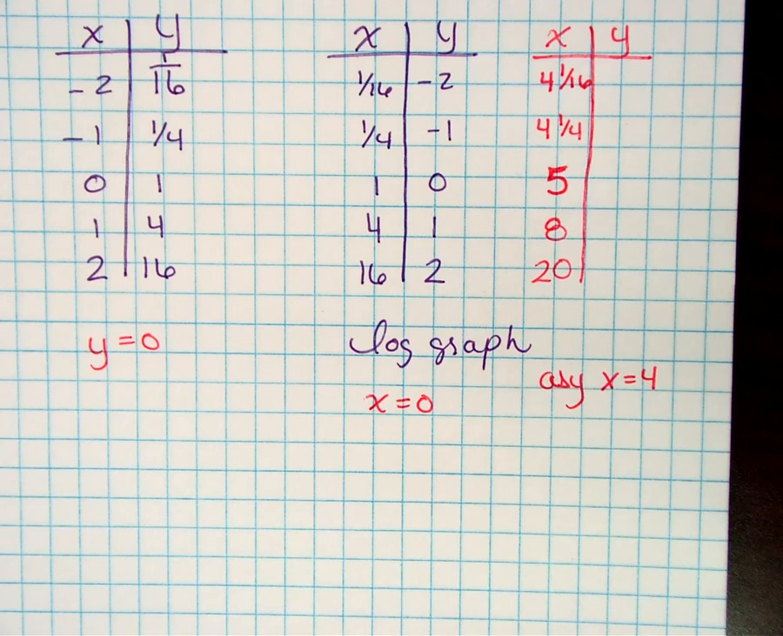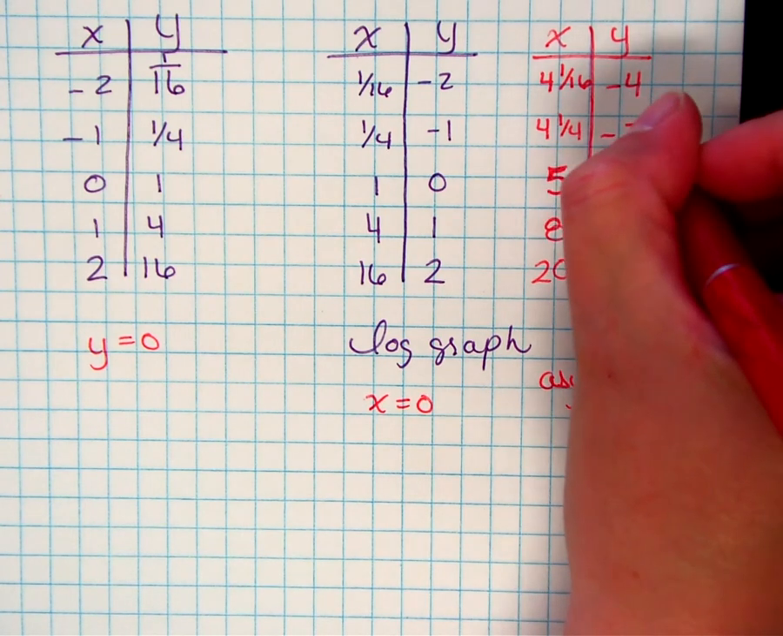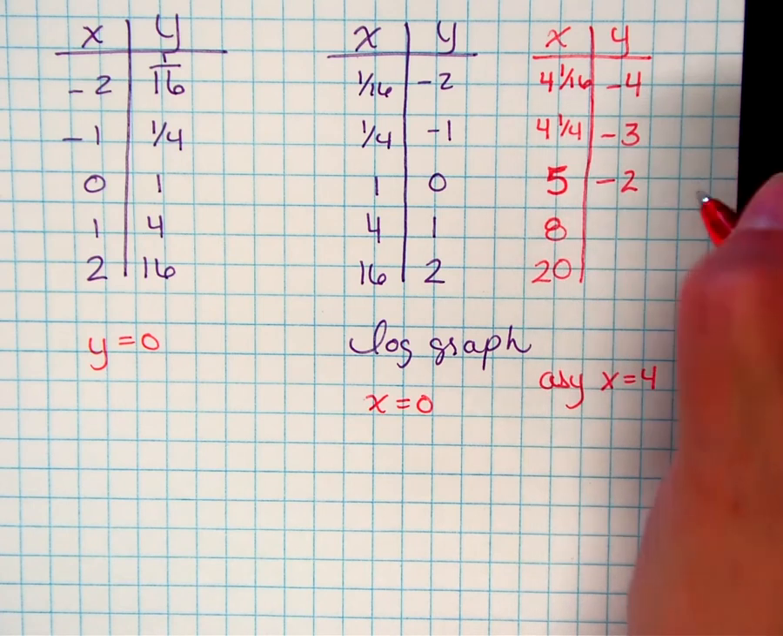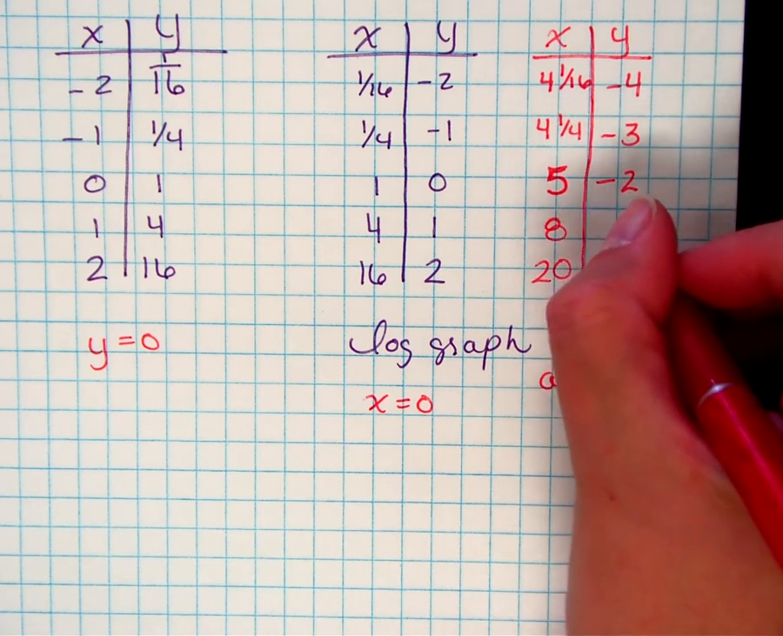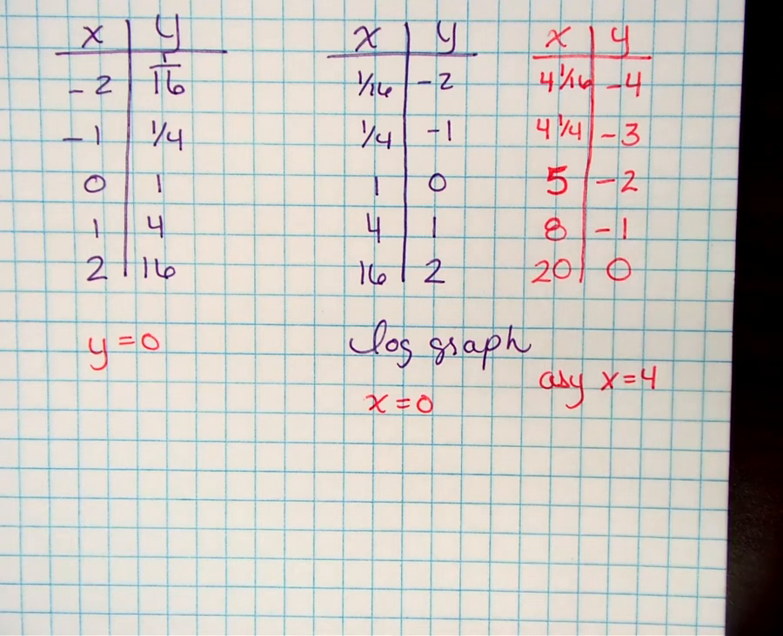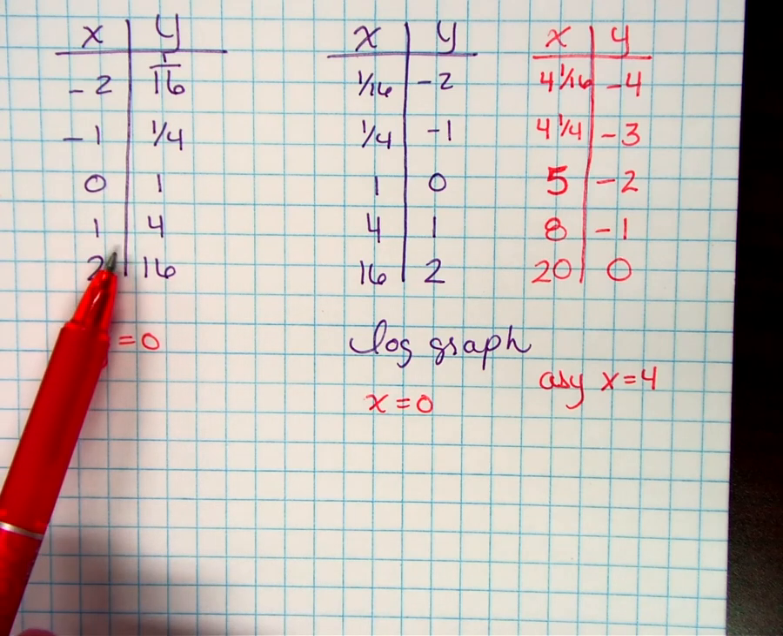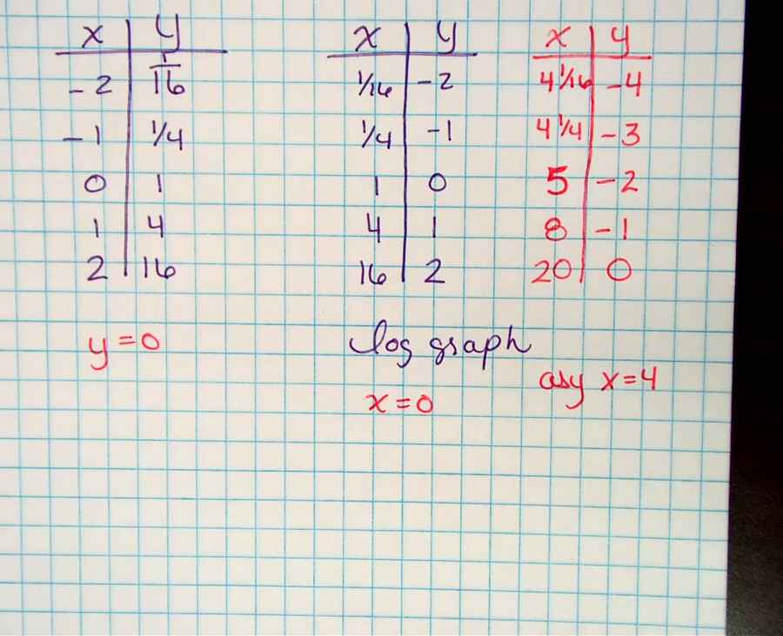Everybody good with that? And now what's happening with our y's? We're going down by 2, so what's the math associated with that? Subtract 2, so this is going to be at -4, -3, -2, -1, I'm having a hard time counting, and 0. So I don't know if you need the exponential table, but it might be helpful when it's not a base that you're familiar with.